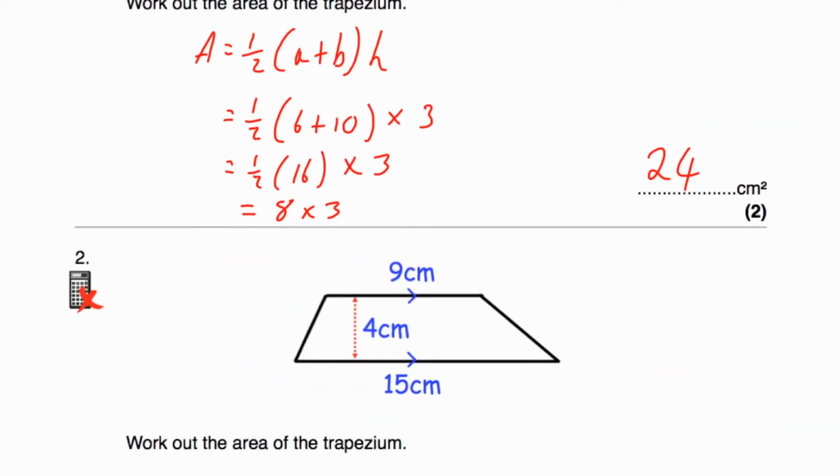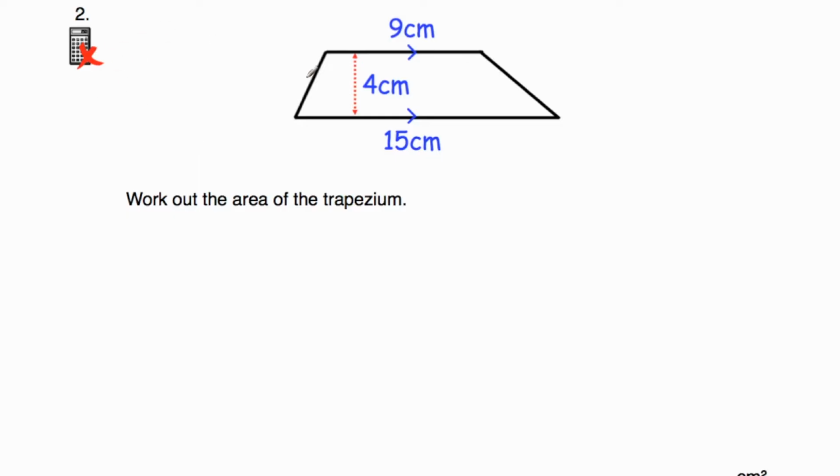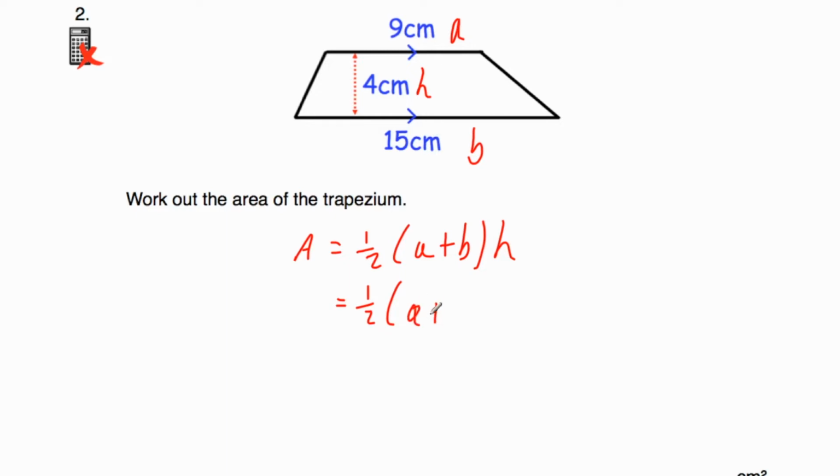Okay, question number 2. Let's have a look at question number 2. We've got our trapezium, it's a non-calculator question, and we've been asked to work out the area of the trapezium. So the area of our trapezium is given by the formula, area equals a half, and then in brackets, A plus B, times the height h. So let's substitute in our values. We've got a half, and then in brackets we've got A plus B. So that's 9 plus 15, the two parallel sides, and then times by the height of the trapezium, which is 4 centimetres, so times by 4.